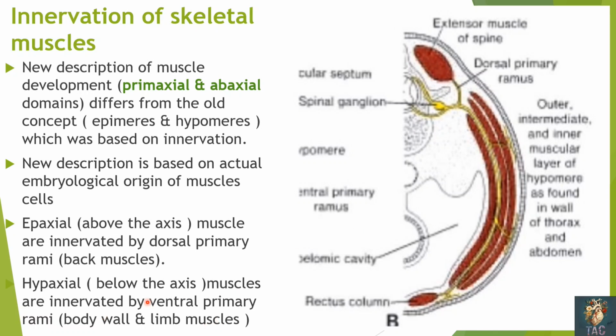This concept is still present because the nerve supply is still like this: the posterior muscles, the extensor muscles, are supplied by dorsal rami, and the flexor muscles are supplied by the ventral primary rami. The concept of primaxial and abaxial is based on their embryological origin.